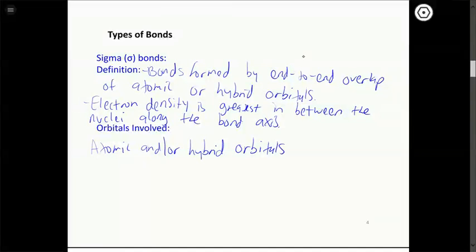And another key point is that if the central atom is hybridized, which it will be in almost every situation, those hybrid orbitals that are localized in the central atom, those will only form sigma bonds. So we're going to learn about two different bond types, and the second one's coming up here in a second. But if you have hybrid orbitals on the central atom, those will only form sigma bonds. All right, so that's an important point.